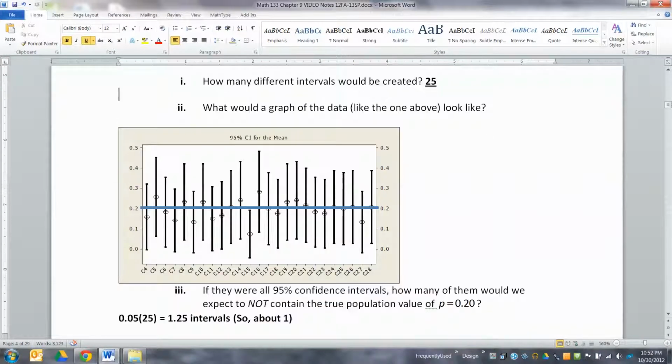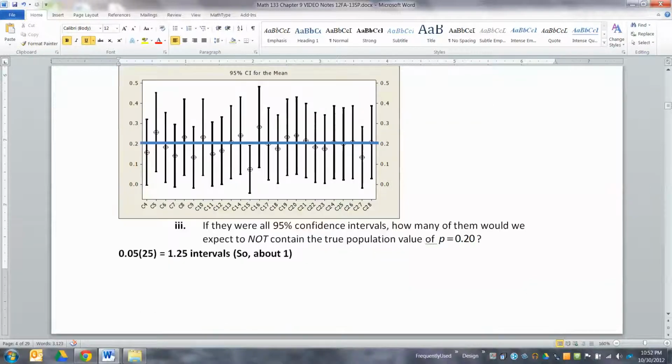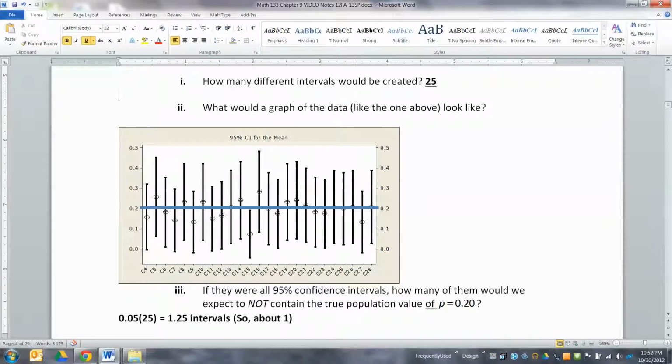So you have one interval there, and the next interval there, and the next interval there, and so on and so forth. And everybody's got their own intervals. And then the true proportions, that blue line going down the center. And you might notice there's still one interval in there that didn't have it. That's because we made 95% confidence intervals, which means 5% of the time, 1 out of every 20, you're not going to have it. Which, oops, that was what we found out here.